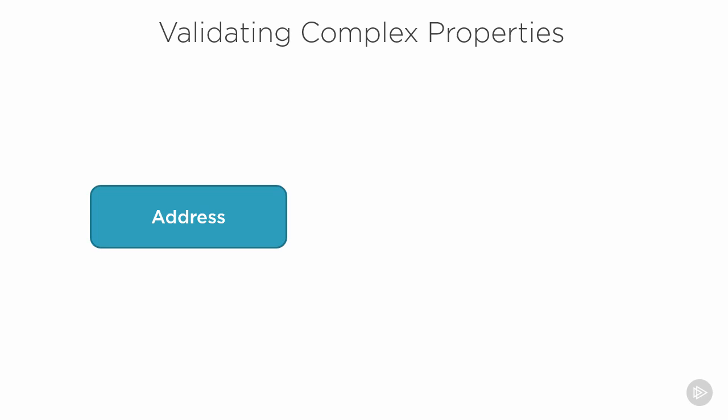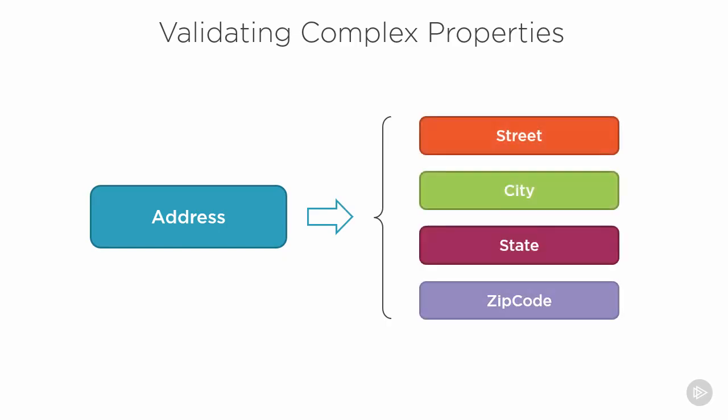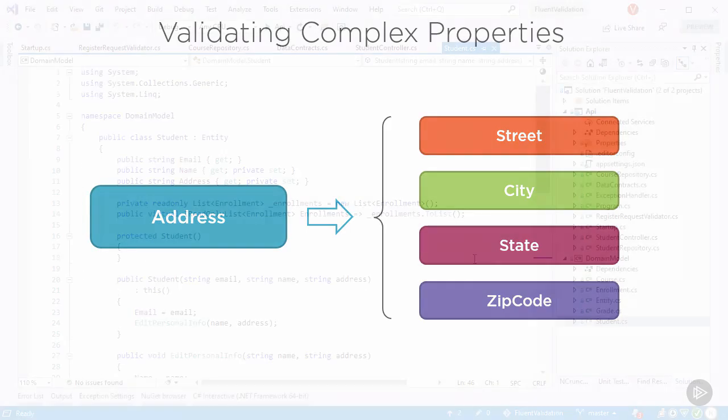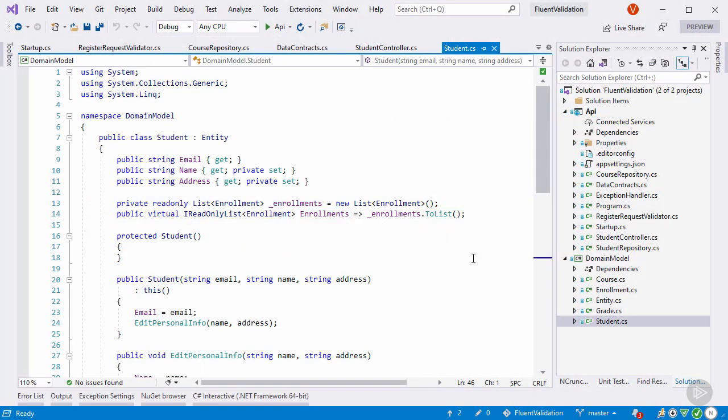Fluent validation also allows for validating complex properties. To demonstrate this functionality, let's expand our example and assume that we need to accept the student's address not as one string, but as an object with multiple properties. Here's our student class again. As you can see, its address is represented with a string here.